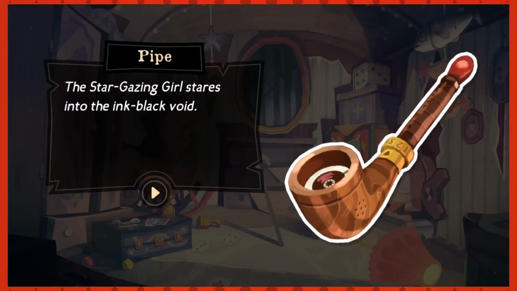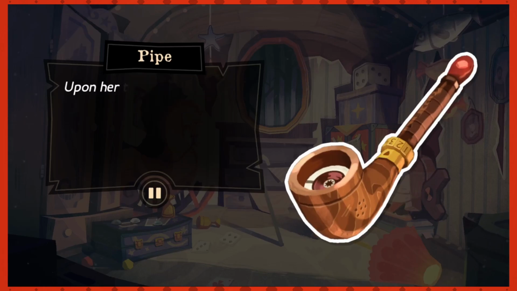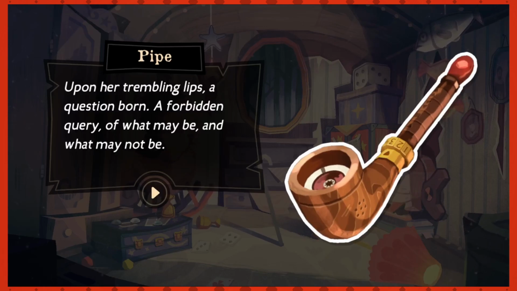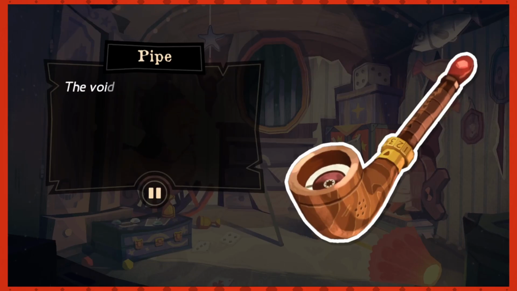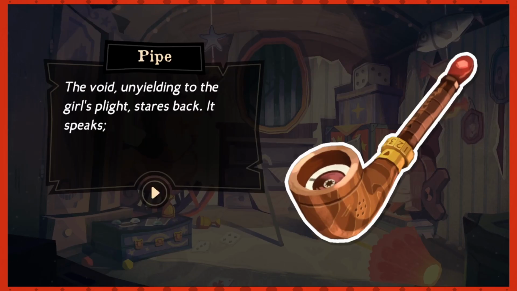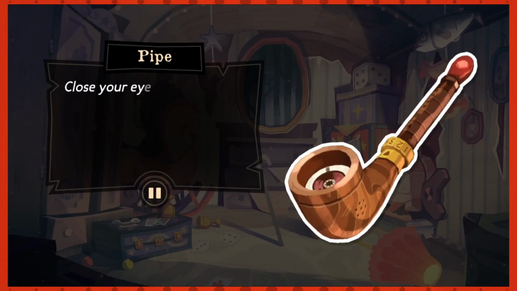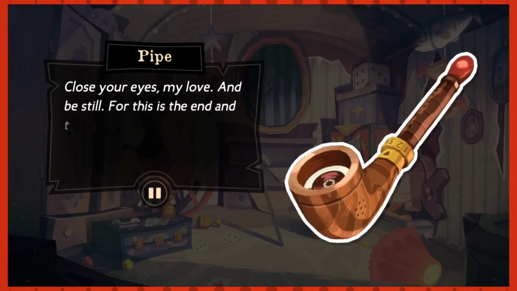Stargazing Girl stares into the ink-black void. Upon her trembling lips, a question born. A forbidden query of what may be and what may not be. The void, unyielding to the girl's plight, stares back. It speaks. Close your eyes, my love, and be still, for this is the end and the beginning.